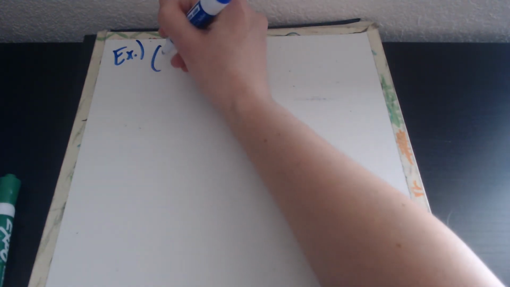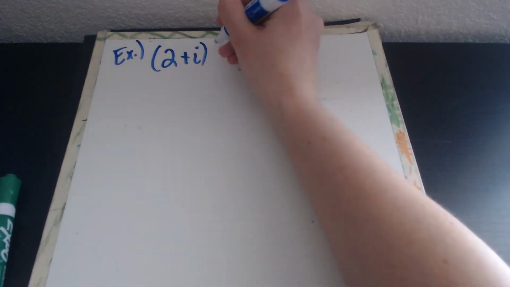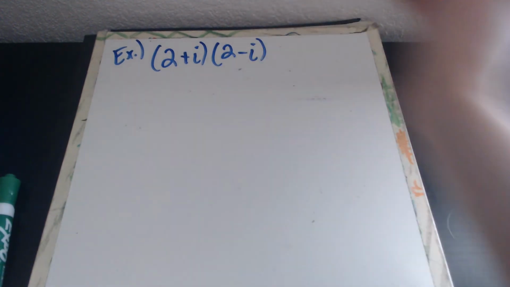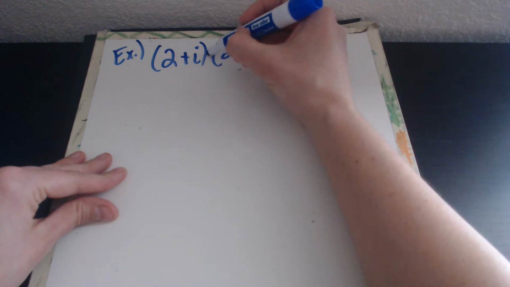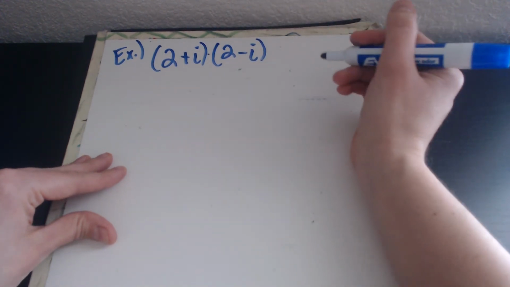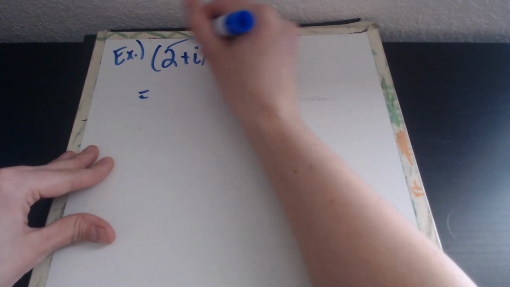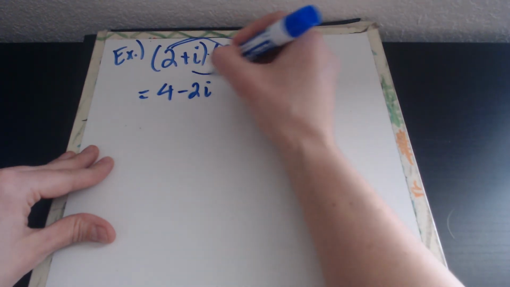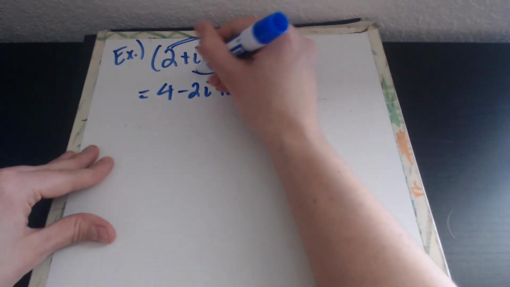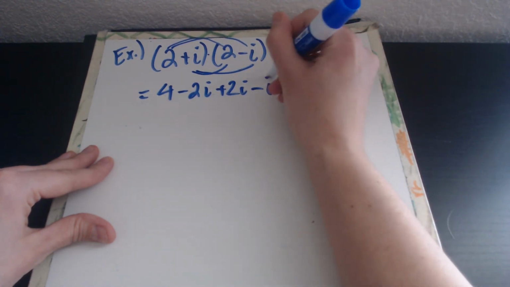All right. So what happens when I multiply something that looks like this? 2 plus i times 2 minus i. Okay, so we have two complex numbers. We are multiplying again. The parentheses are touching, there's nothing in between. So we're going to double distribute. 2 times 2 is 4. 2 times negative i is negative 2i. i times 2 is 2i. And negative i times i is negative i squared.